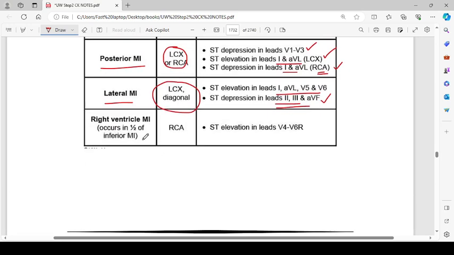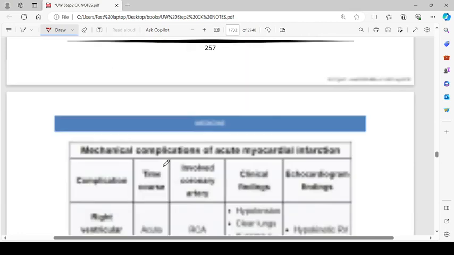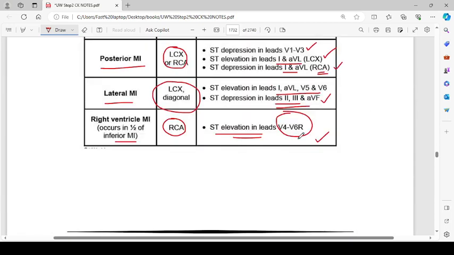Right ventricular MI occurs in half of the inferior MI. The artery involved is the right coronary artery, and ST elevation in leads V4 to V6 is happening. Okay. And you must remember that these are not V4 to V6 of the left side.